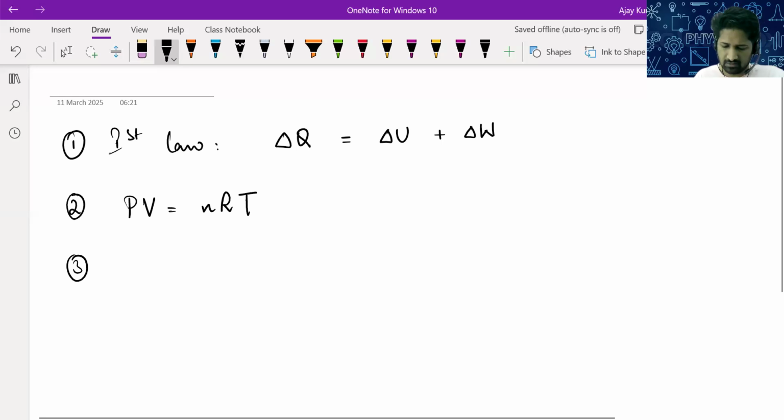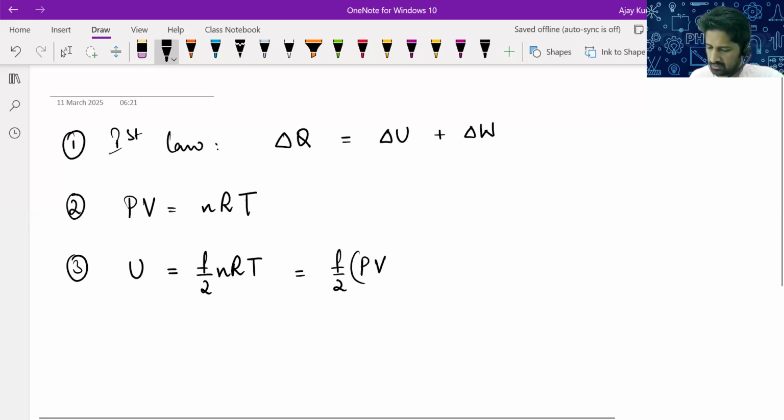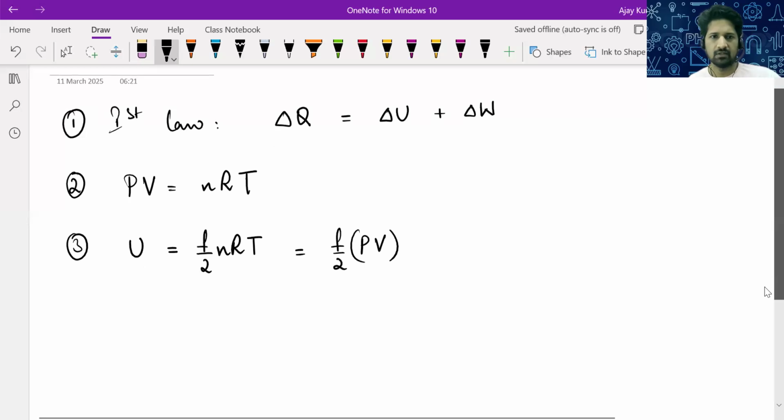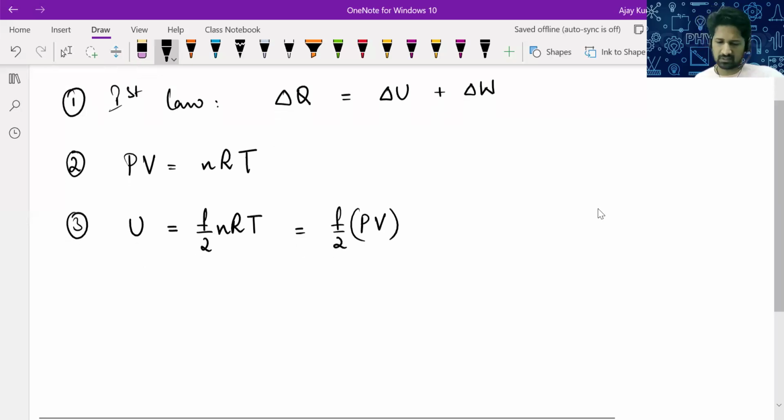And the third equation, which we derived yesterday, is for internal energy, U. The total internal energy of an ideal gas can be calculated as F by 2 nRT. And because PV is equal to nRT, you can write internal energy as F by 2 multiplied by PV also. If you know the pressure and volume, that way also you can calculate the total internal energy of a gas. Let's solve some basic problems based on these equations, and then we will get into thermodynamic processes.